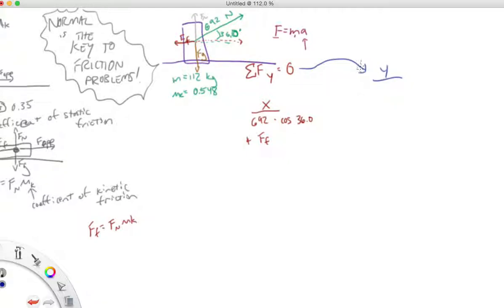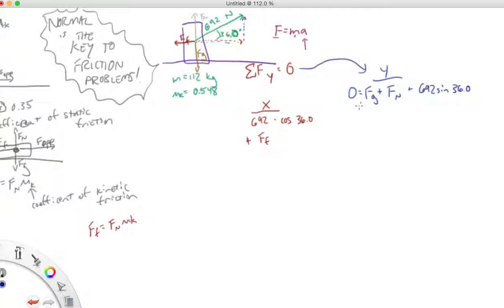So the forces in the y direction, we've got Fg plus, what else do we have here? We have Fn in the y direction, and then we have the y component of this force right here. So it's going to be plus 692 sine of 36.0. All of this will equal 0 because it's not accelerating up or down. I hope that makes sense.